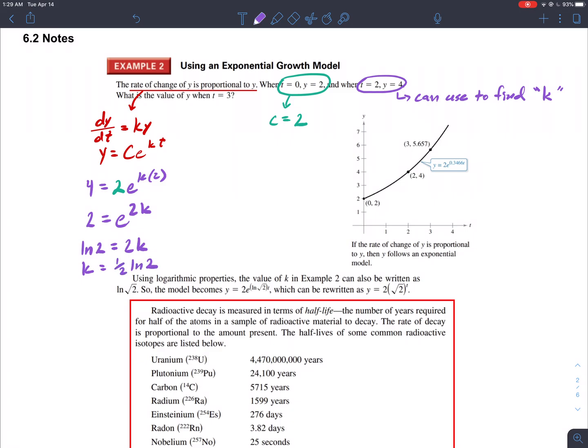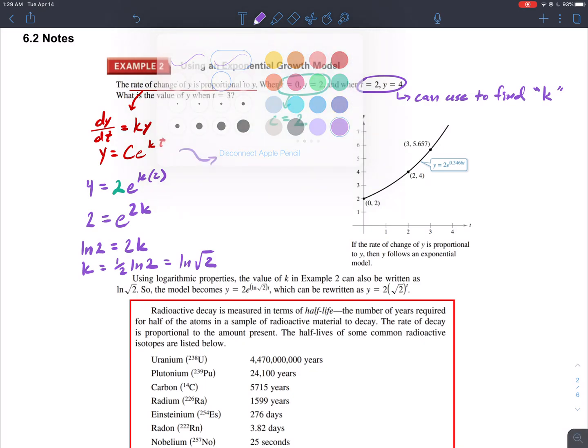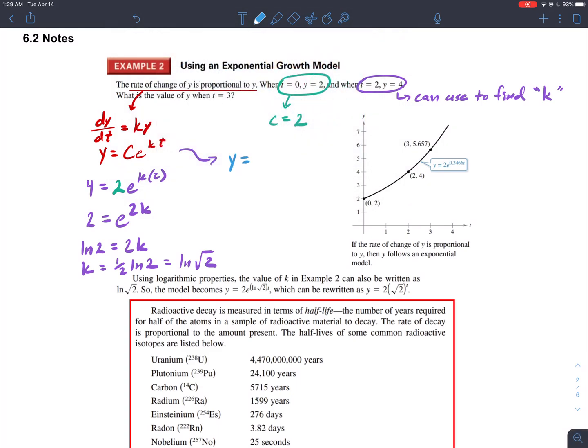ln of 2. And if I take that a little bit further, I can use the law of logarithms here, the power rule for logarithms that moves the 1/2 onto the exponent of the 2, which makes that square root. So ln square root 2 is one way to write this. All right? So if that's the k value, then my model becomes, if I plug in here, Y equals 2e to the ln square root 2 times t.